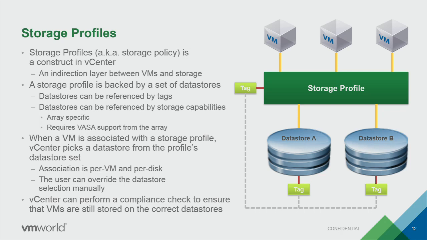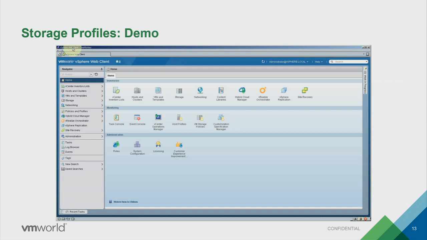If you're fortunate enough to have an array that supports VASA integration, then instead of tags, you can use capabilities that are exposed by the array, and those are array specific. And if you're looking into the future, things like vVols will only be possible through storage profiles. Storage profiles are also meant to be dynamic, meaning that as VMs move, they can come out of the data stores that are meant to be in the profile. vCenter has the ability to run compliance checks periodically, flag VMs that are no longer compliant, and move them around. With that, let's show a little demo of how this works.